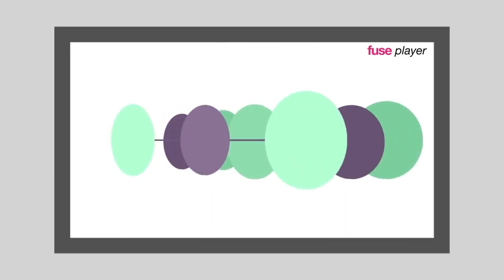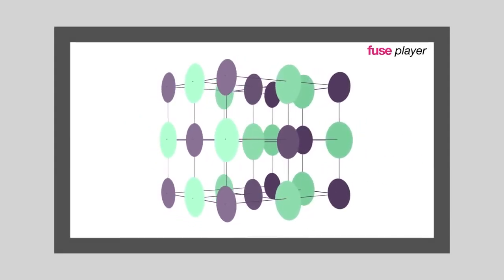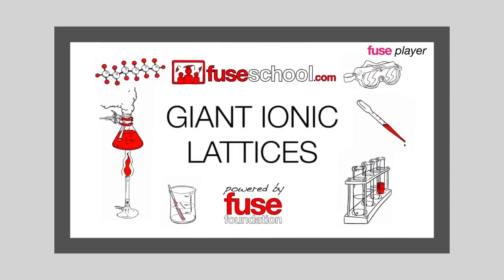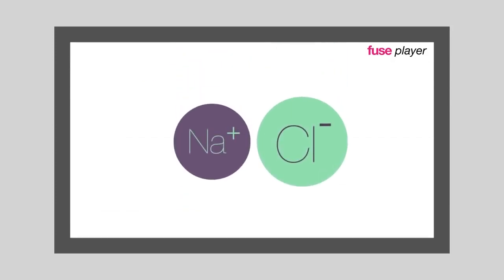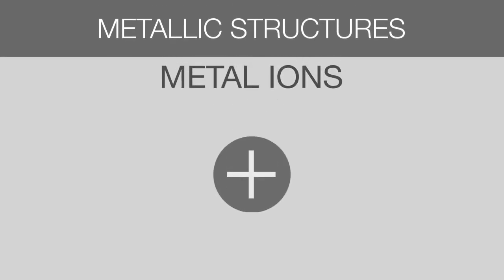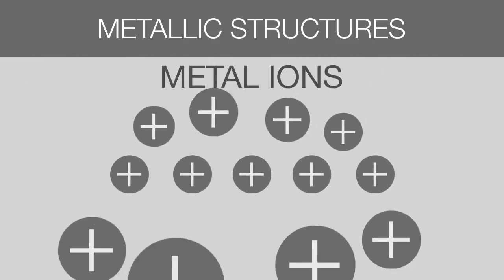The term lattice structure means that there is a regular repeating pattern. We have heard this term before when discussing ionic lattices. It is used to describe the alternating positions of the metal and nonmetal ions. In metallic structures, however, there are only metal ions. These metal ions are arranged side by side in a regular repeating pattern.